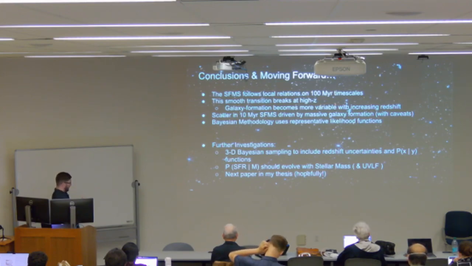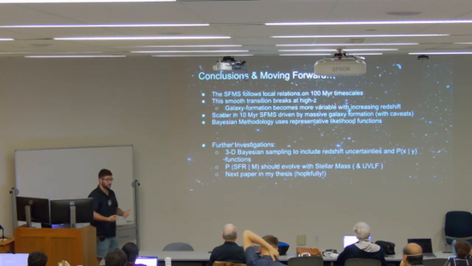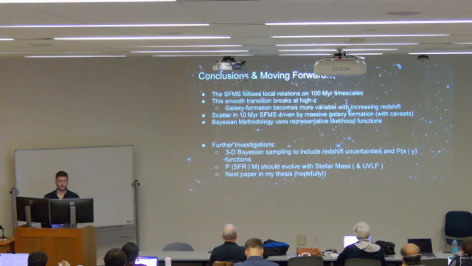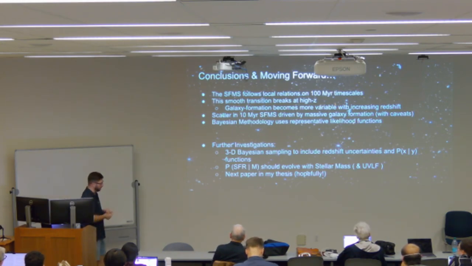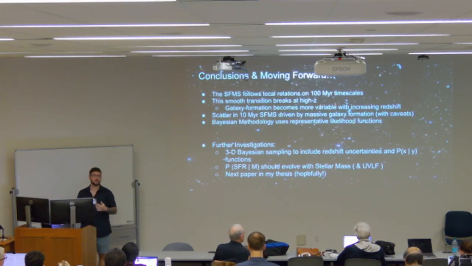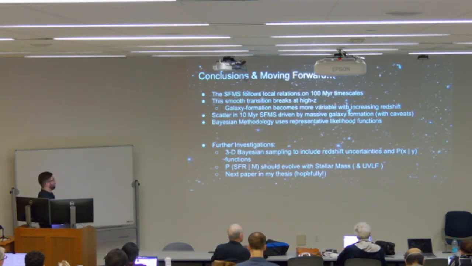And yeah, the next plan is to actually make this into a three-dimensional problem as opposed to a two-dimensional problem, where redshift uncertainties and uncertainties in basically all of the parameter spaces can be used in our MCMC routines. And then we also want to look at the conditional mass functions, conditional UV luminosity functions, conditional star formation rate functions, because they should be related. They should all go together. And hopefully that will be the next paper in my thesis. But we know how that goes.